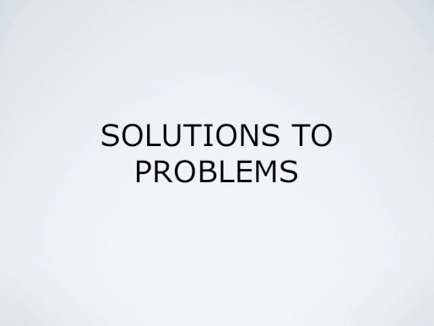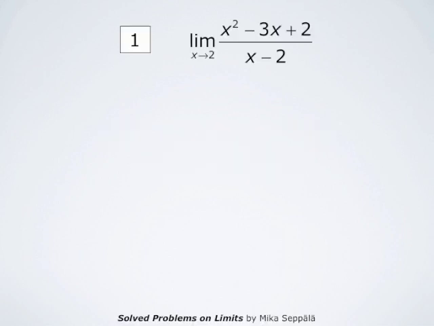Solutions to problems. In problem 1, x approaches 2. We have to compute the limit of x squared minus 3 times x plus 2, and that divided by x minus 2. If we substitute x equals 2, x minus 2 is 0, and x squared minus 3 times x plus 2 is 4 minus 6 plus 2, which is also 0. Therefore, direct substitution yields 0 divided by 0, which is not a number.